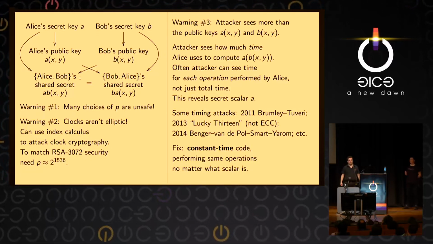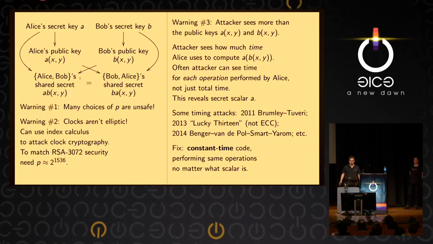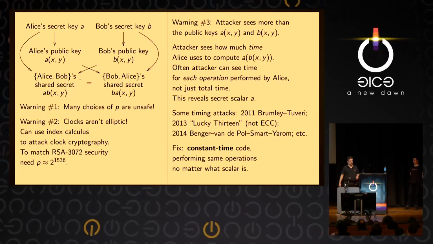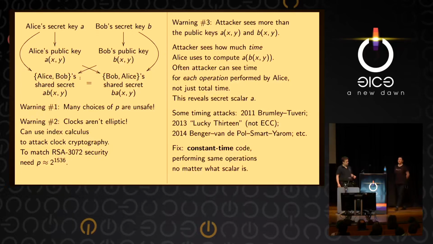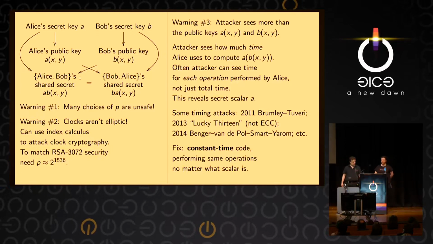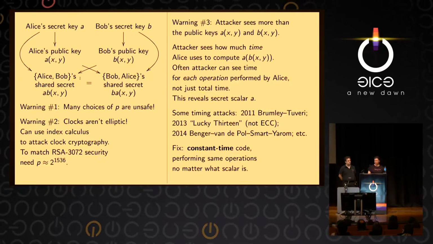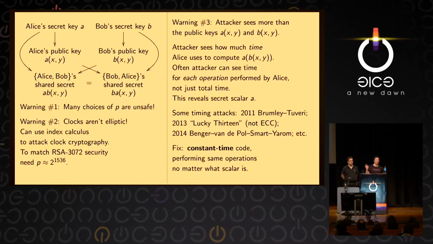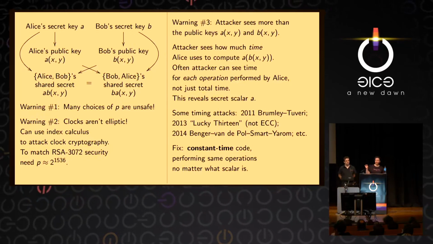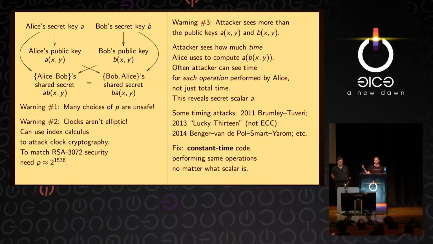All your timing is public. Of course, it's a bit of a hassle to do computations that way. You can always do it, but it slows things down quite a bit. That's easier said than done, but let's go back to warning number 2. Let's assume that constant time implementation takes care of warning number 3.